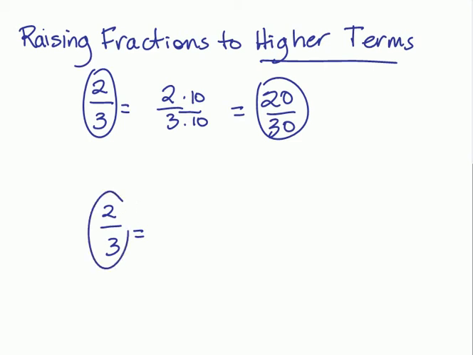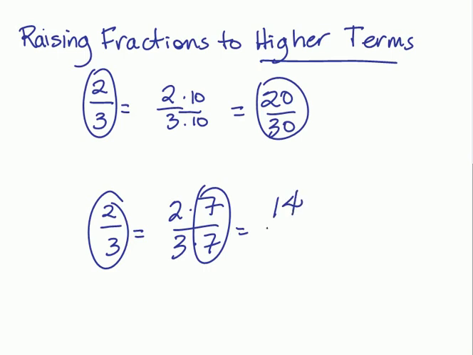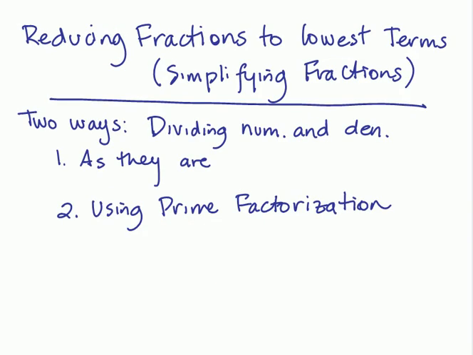Likewise, we can take 2/3, and this time let's say I feel like multiplying top and bottom by 7. As long as you're multiplying the top and bottom by the same number, we would get 14/21, which is also an equivalent fraction. We will see in R4 that we'll decide what we want that denominator to be, and we'll determine what we have to multiply that original denominator by to get there. But we'll see more of that in R4. Let's take a look at reducing fractions.